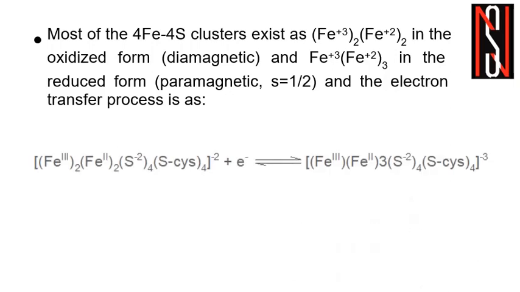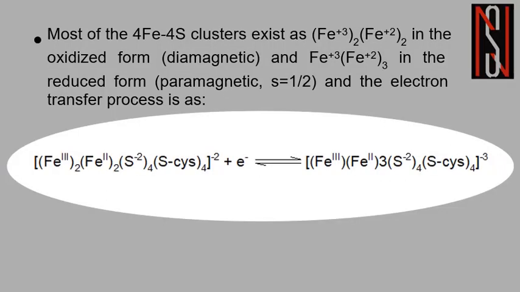And see that the electron transfer process will be like this: 2 iron atoms are present in +3 oxidation state and 2 in +2 oxidation state in the oxidized form, and it will be converted into the reduced form, where 1 iron is present in +3 oxidation state and 3 irons are present in +2 oxidation state.